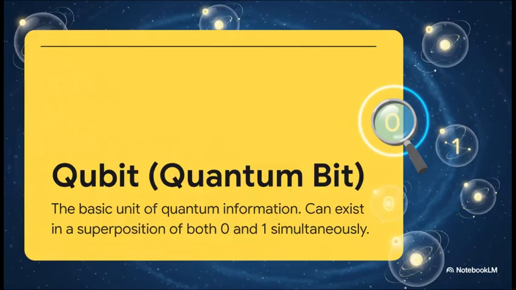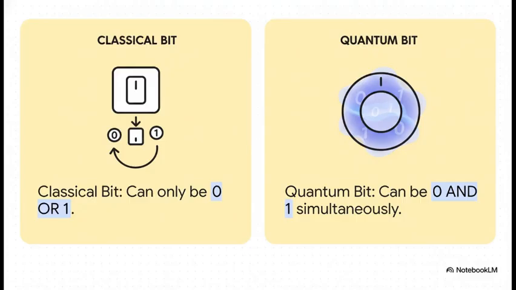All right, so first things first, let's define our terms here. What exactly is a qubit? Well, a qubit, that's short for quantum bit, is the fundamental unit of quantum information. And this is where the magic really happens. Thanks to the strange rules of quantum mechanics, a qubit can be in what's called a superposition. That means it can be a 0 and a 1 at the exact same time. Wild, right?